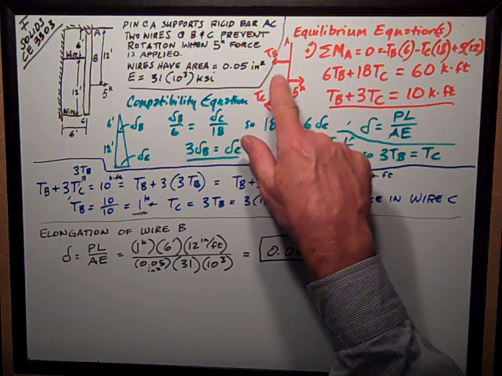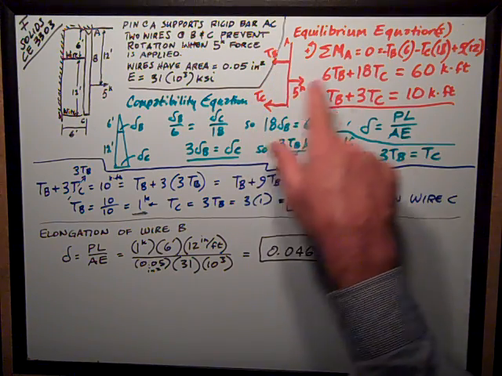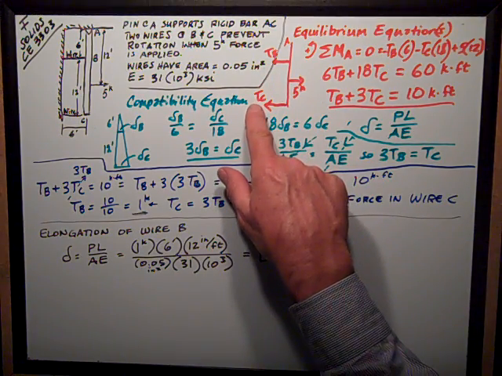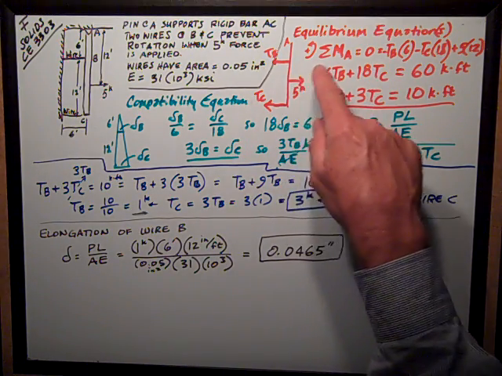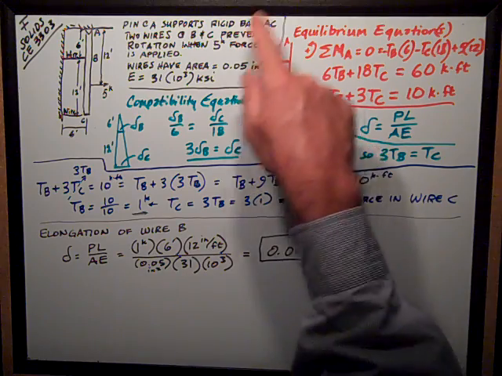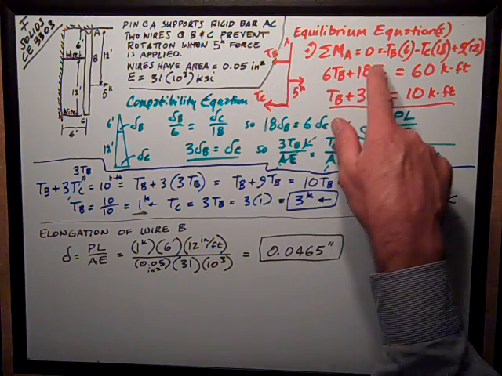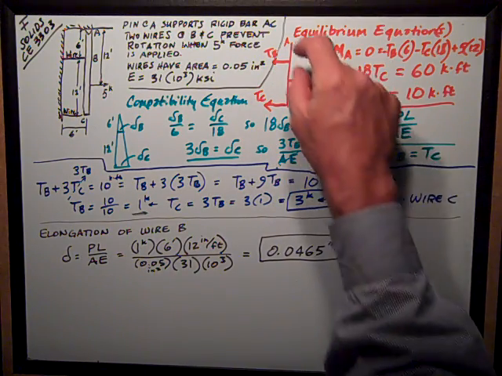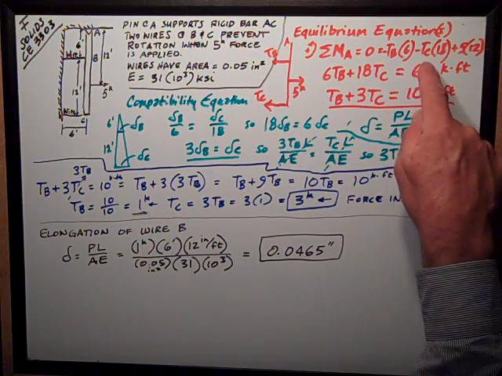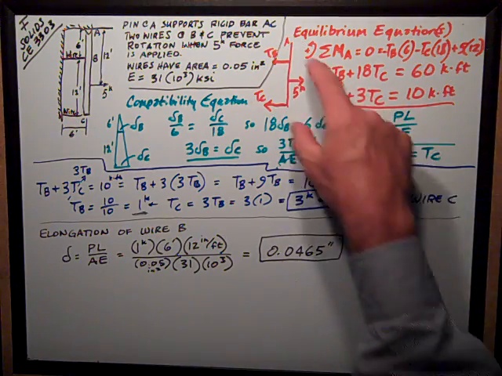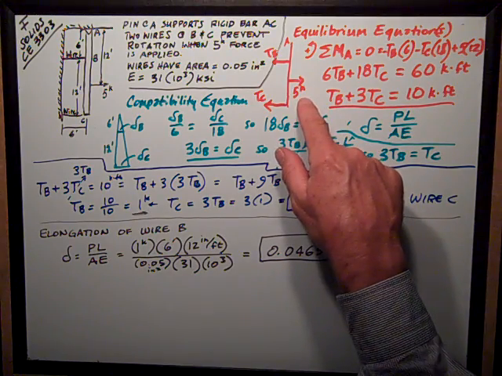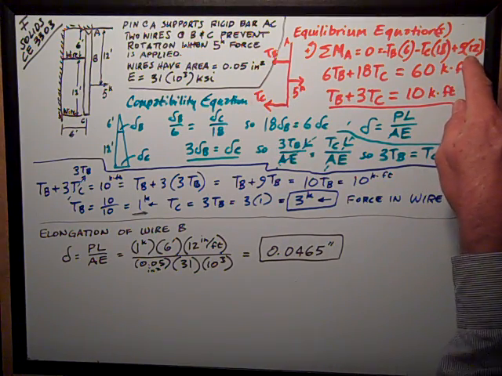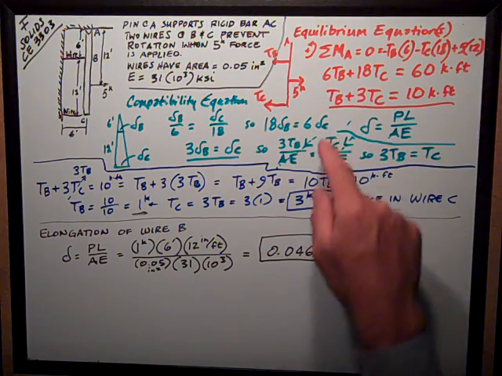I have the forces in the wire, TB and TC as I've called them in this little free body diagram. Their moment direction is clockwise about point A, so they're negative. Negative TB times its 6-foot moment arm minus TC times its 18-foot moment arm plus the applied force 5 kips times its moment arm of 12 feet.